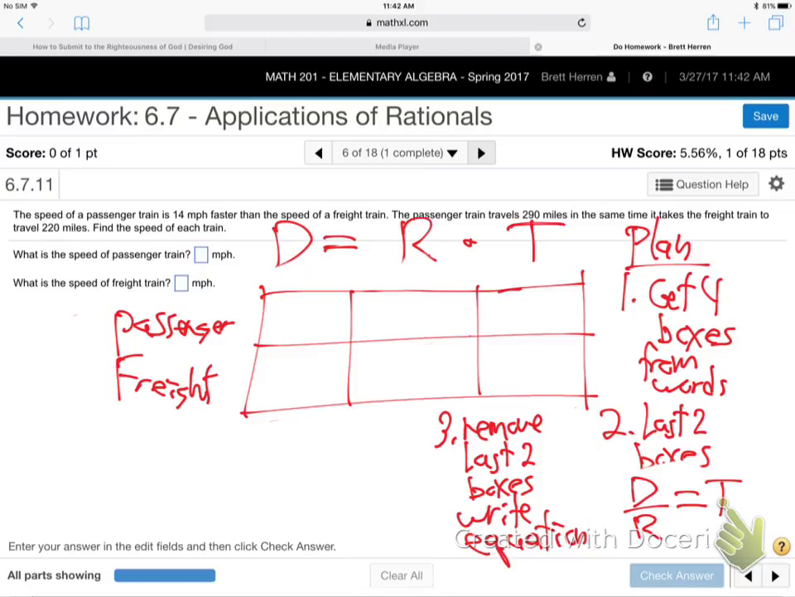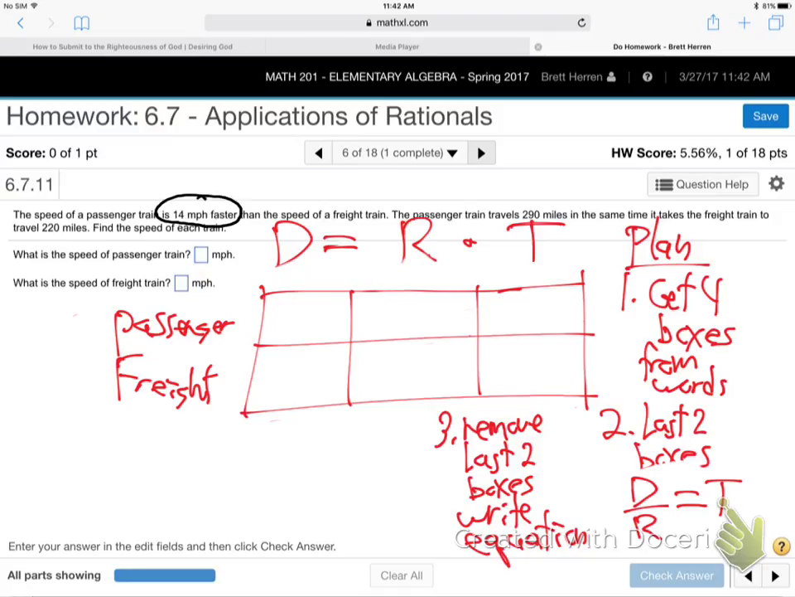Get 4 boxes from the words. Get the last 2 boxes from the T equals D over R. And then remove the last 2 boxes and write an equation. That's the game plan. So here we go. First, let's just go through the numbers one at a time.